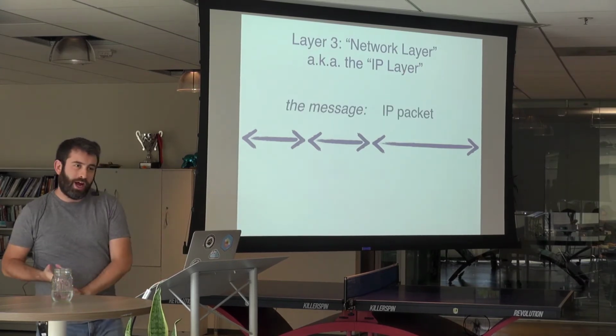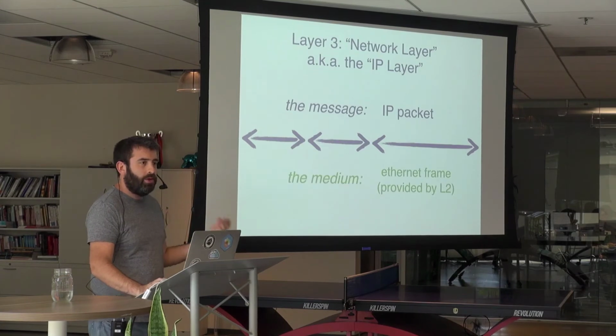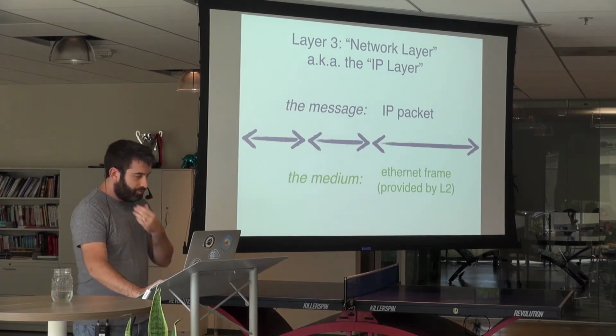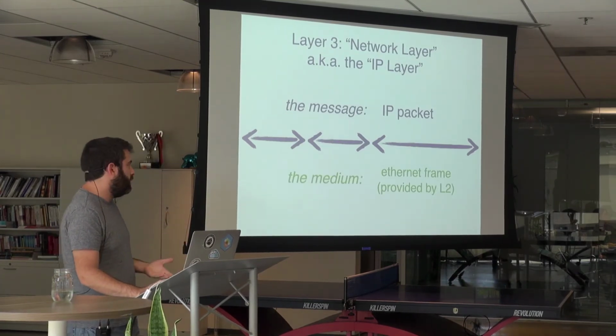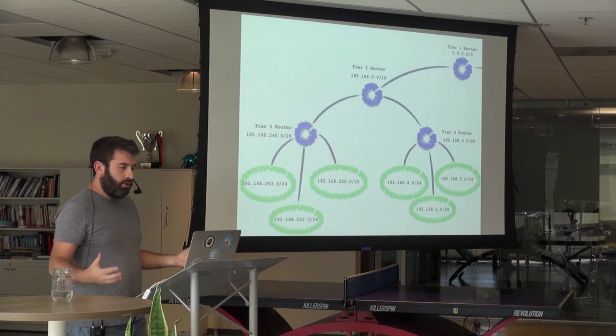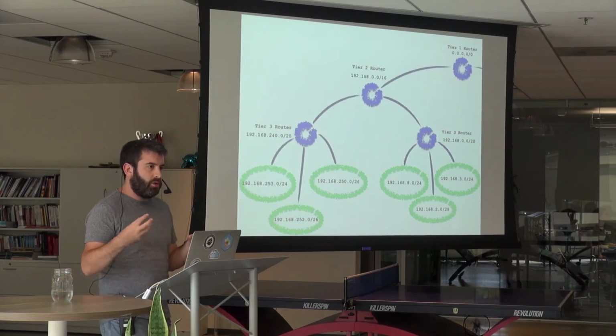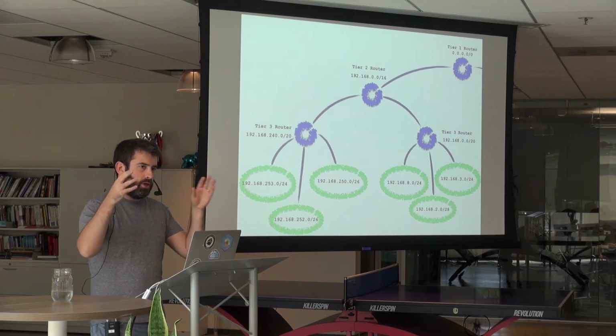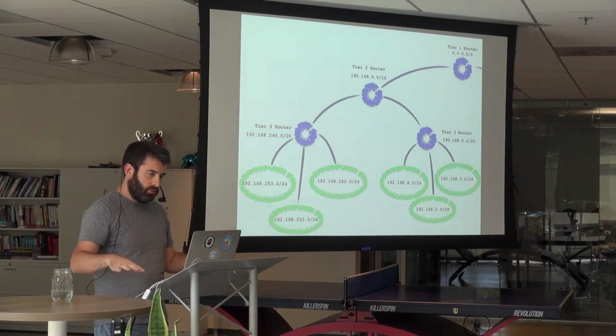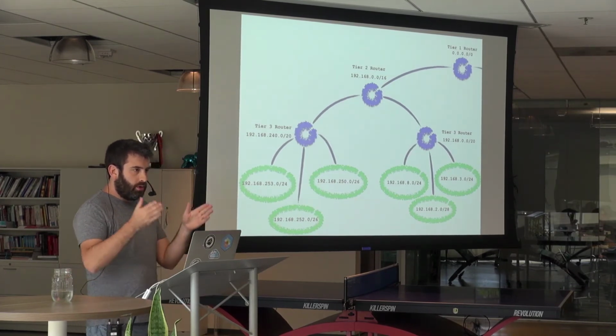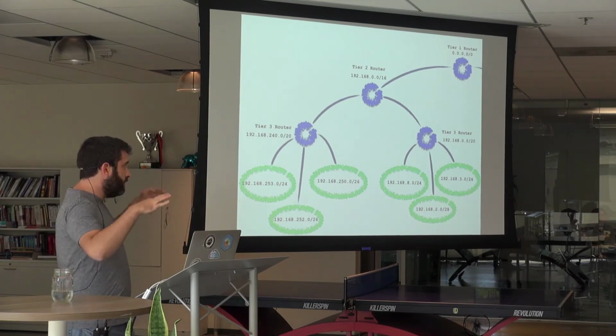So the message is the IP packet, and the medium is the Ethernet frame that was provided by layer 2, right? And it's called the network layer. It enables large-scale networks, and one of the ways it does this is by having tiers of subnets, bigger ones encompassing lots of smaller ones, which might encompass lots of even smaller ones. And so you can cut the subnets up in this way, and you can have this big tree.